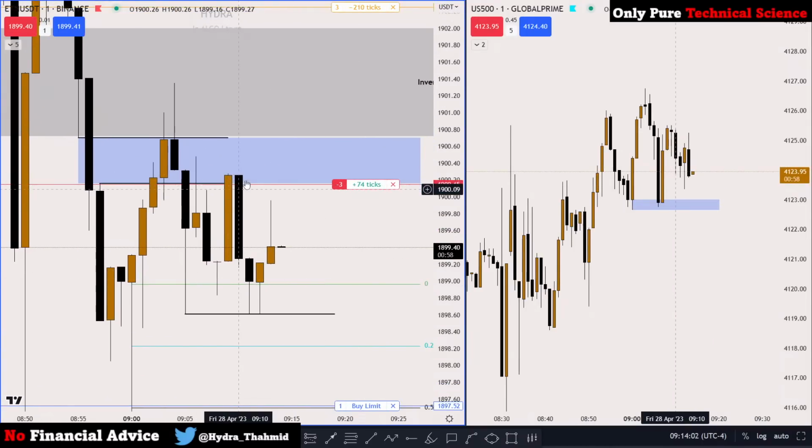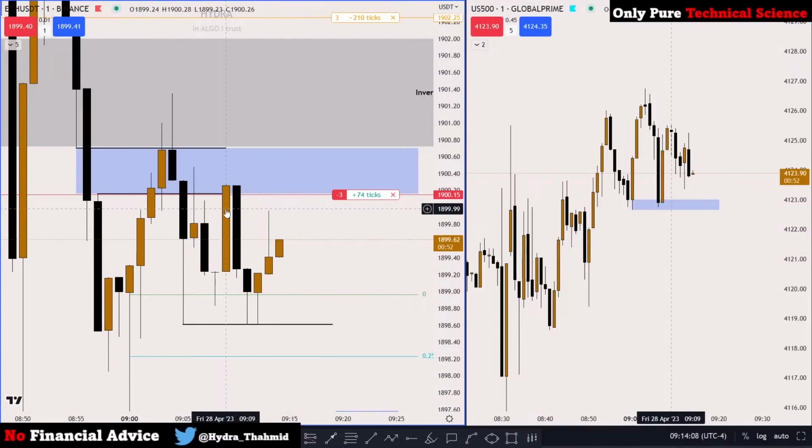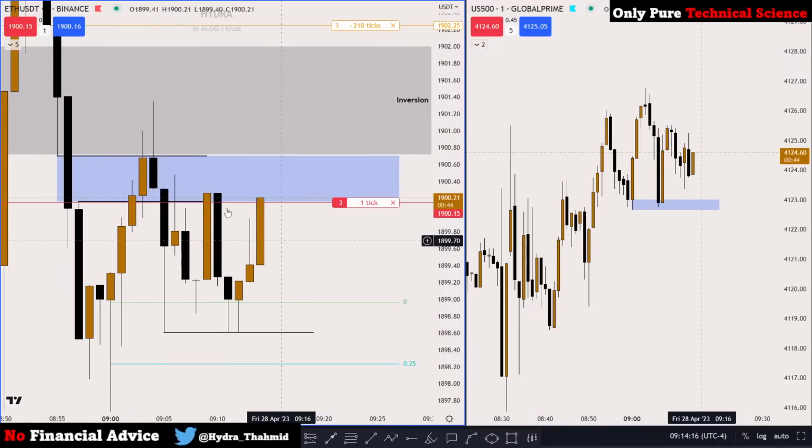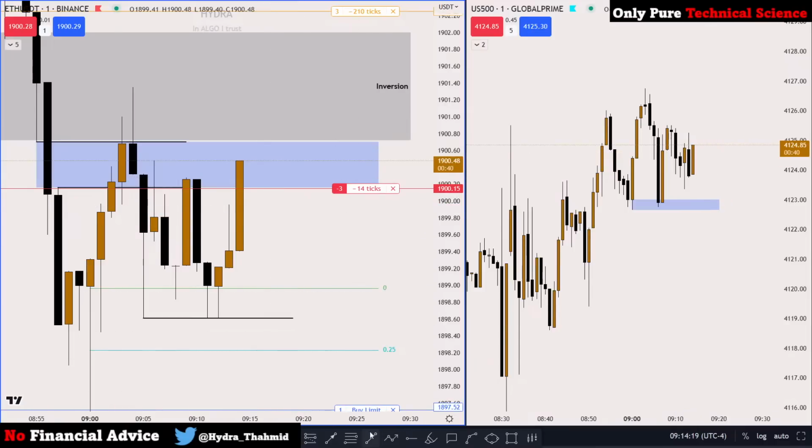These two candles, they are relatively equal. If you look at the top, the high of this bullish candle comes in at 1900 and this candle at 1900. So it's like one tick lower. So I'm expecting a drop after price takes out liquidity from here. So let's see what it does.